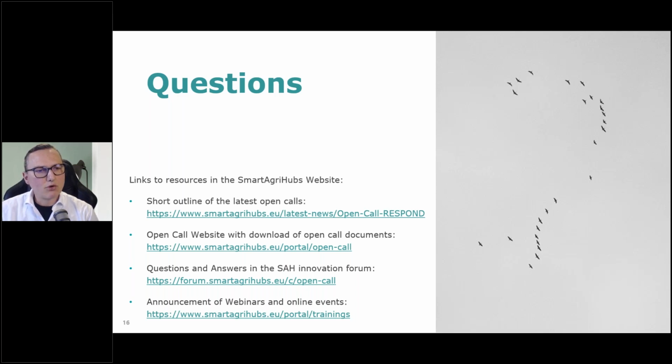Then we have an open call website with the download of the open call documents. This is in the portal area. There, don't be surprised if you are asked for a login. As people can also contribute content in a forum, we needed people to identify themselves and register. This is very easy. In 2 minutes you are registered with your email address, and you can edit and add content, especially then in the forum. And that's also the third link, questions and answers in the Smart Agri-Hubs Innovation Forum.